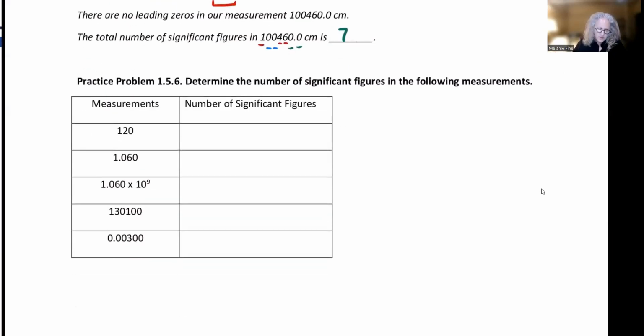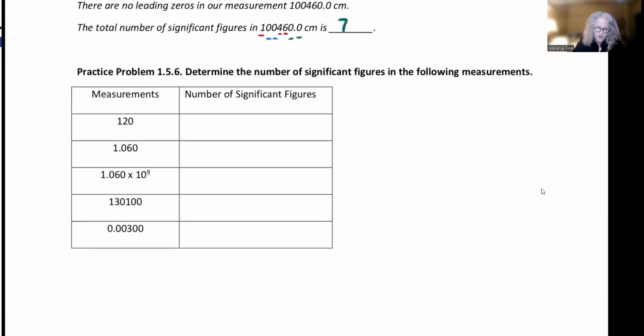Here in practice problem 6, I want you to go through and count the number of significant figures in each of these measurements. Pause the video and do so, and come back only once you've finished. Welcome back. So let's count some significant figures. We've got some with decimals and some without. The first one has no decimals, so we're going to start at the rightmost non-zero digit and count this way. So this has 2 sig figs.